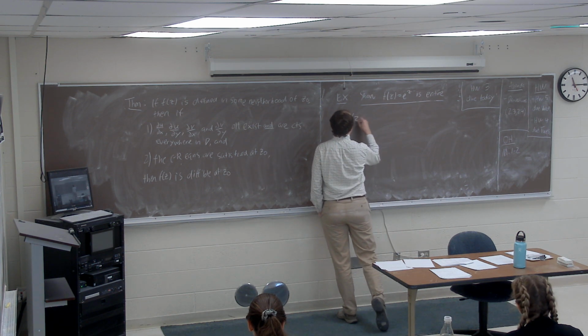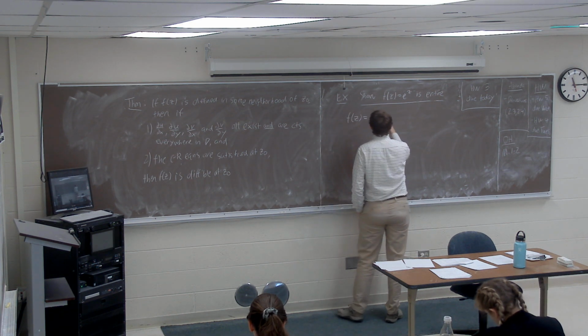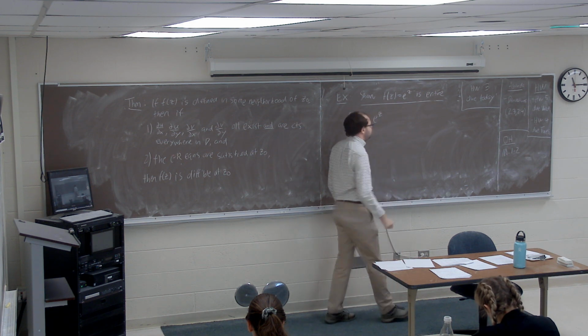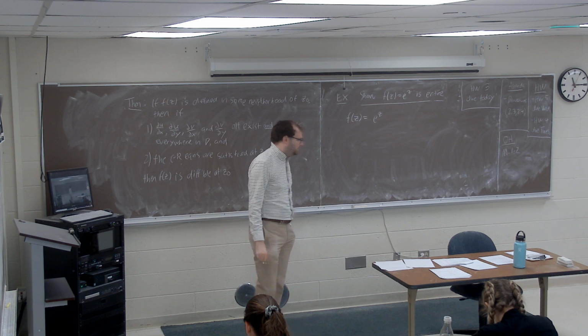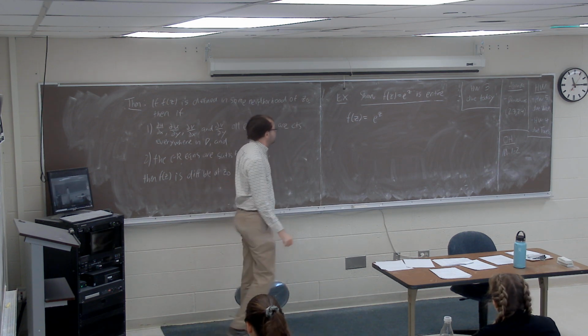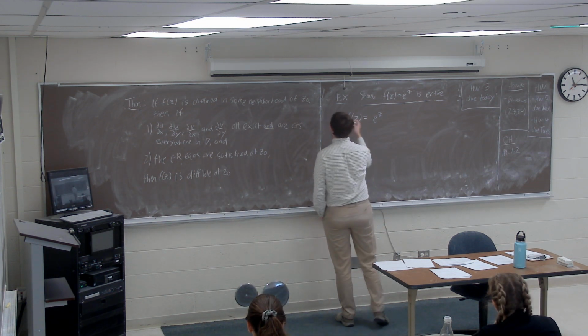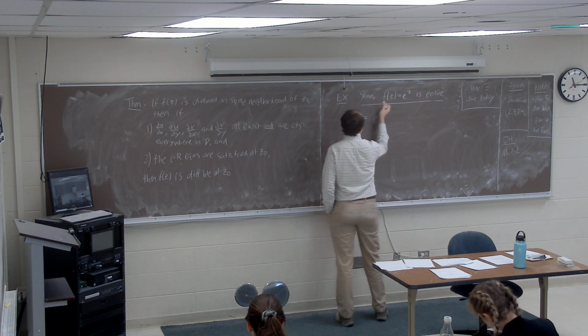So first of all, let's take f of z equals e to the z and break it up into its real and imaginary components. Oh, excuse me, I just looked at the packet and realized I should have written g of z. My bad.